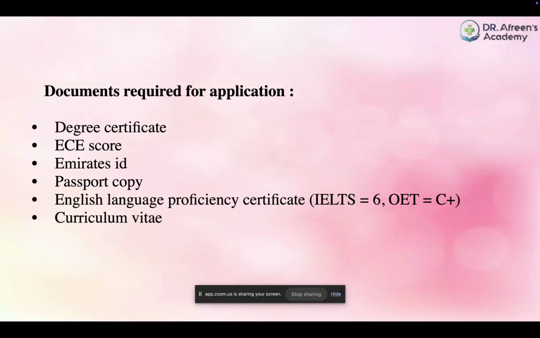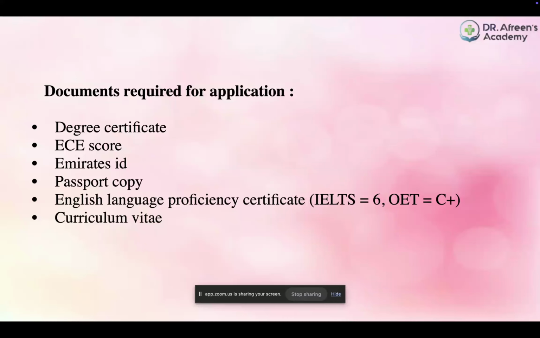Okay, so you'll have to do the online process first, and then do the courier thing. So that's about ECE, which is a mandatory requirement by DHA and MBRU, both for Dubai.